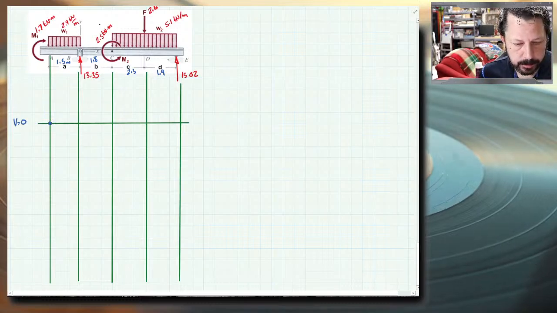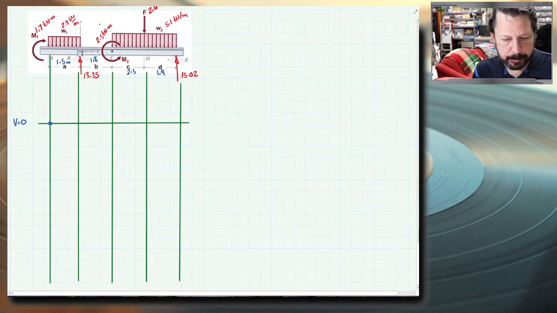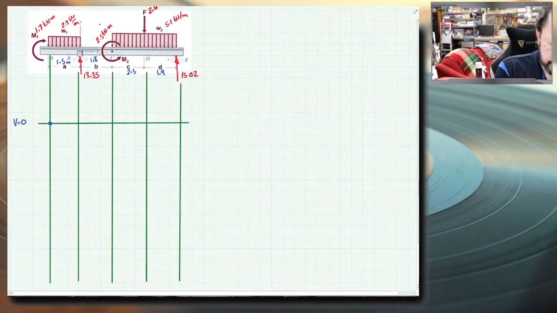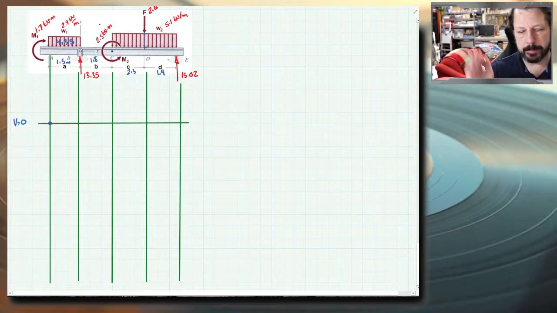And we're going to need our calculator. I probably need to go ahead and lump these distributed loads. So 2.9 kilonewtons per meter times 1.5 meters. This one is 4.35.